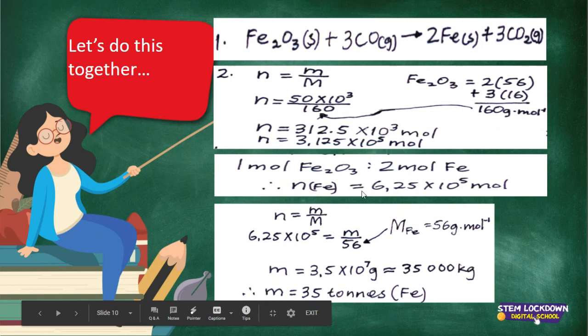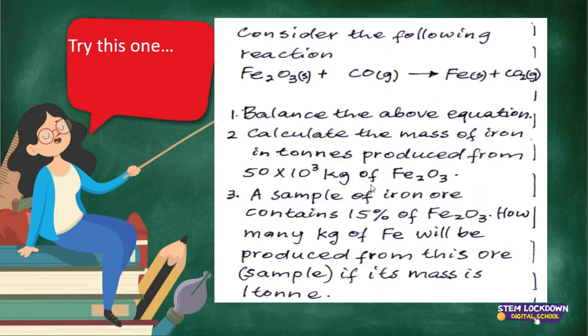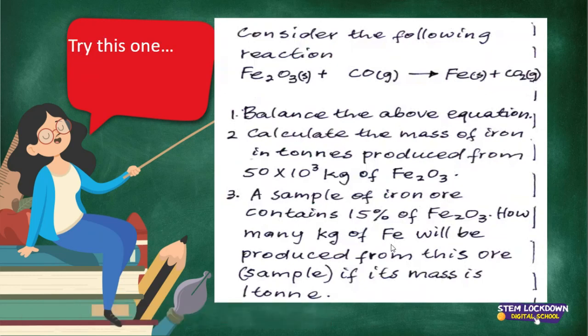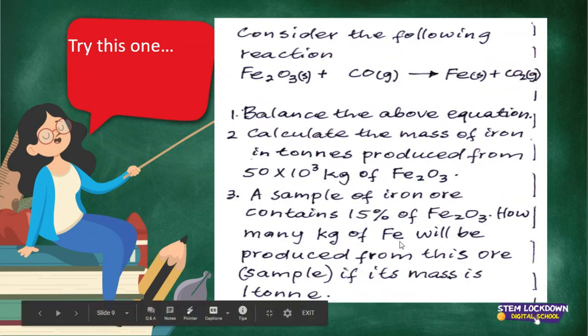Right, the last question was that a sample of iron ore contains 15% iron oxide. How many kilograms of iron will be produced from this ore sample if its mass is 1 ton?